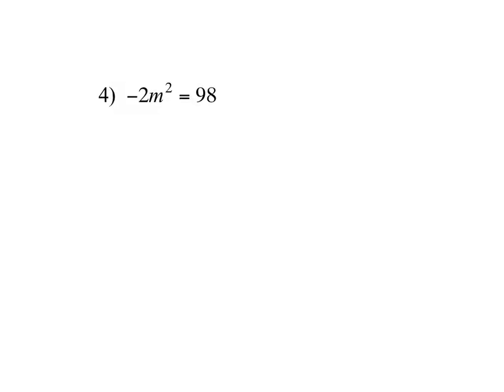Okay, here again, I'm going to divide by negative 2 first. So m squared equals negative 49. And the square root of both sides. So m equals plus or minus 7i.